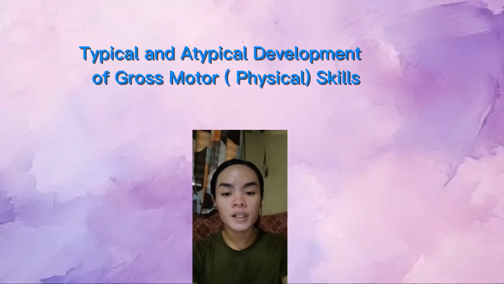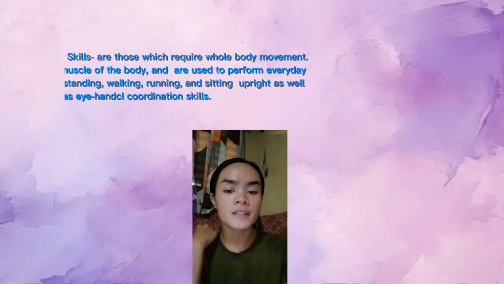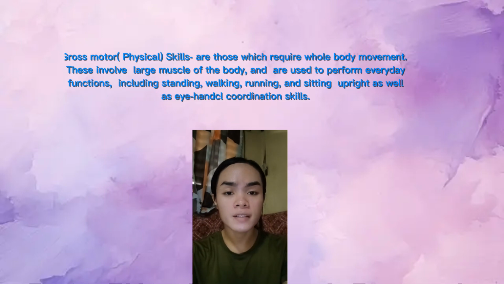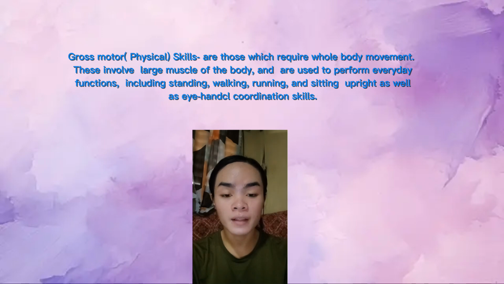Typical and atypical development of gross motor physical skills. So let us first define what gross motor skills are. Gross motor skills are those which require whole body movement. This involves the large muscles of the body and is used to perform everyday functions, including standing, walking, running, sitting upright, as well as eye-hand coordination skills. For us to be able to tell whether a child's gross motor functions are typically developed, it is important for us to take note of the gross motor developmental milestones.